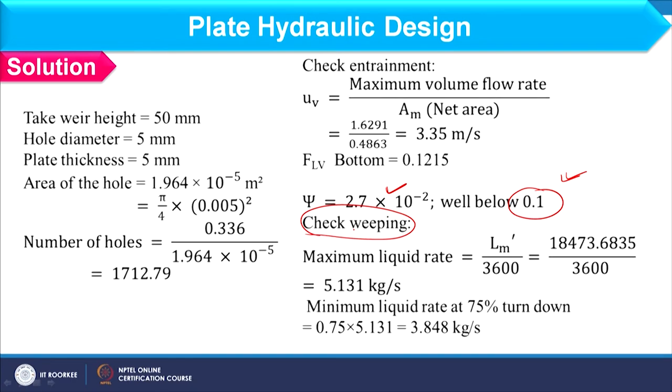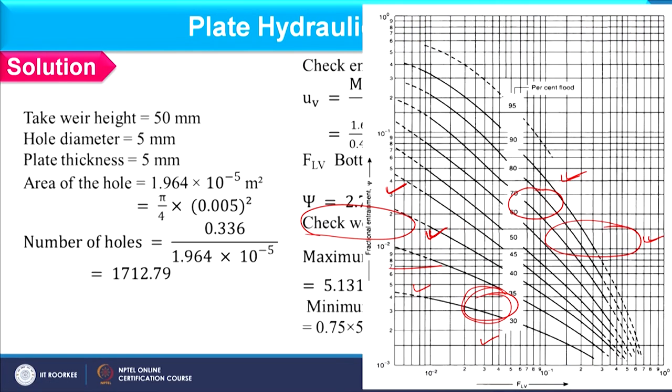So, next we have to check the weeping condition, and for weeping condition, I have to calculate minimum liquid flow rate. Okay. So, if I consider the maximum liquid flow rate, that value is available over here. This we can obtain by balancing the mass, and further we can obtain maximum liquid rate as 5.131 kg per second, considering 75% turndown. Considering 75% turndown, you can find out minimum liquid rate as 3.848 kg per second, okay?